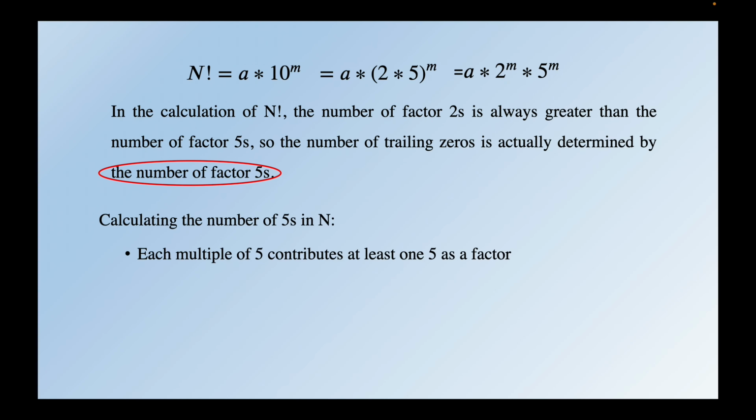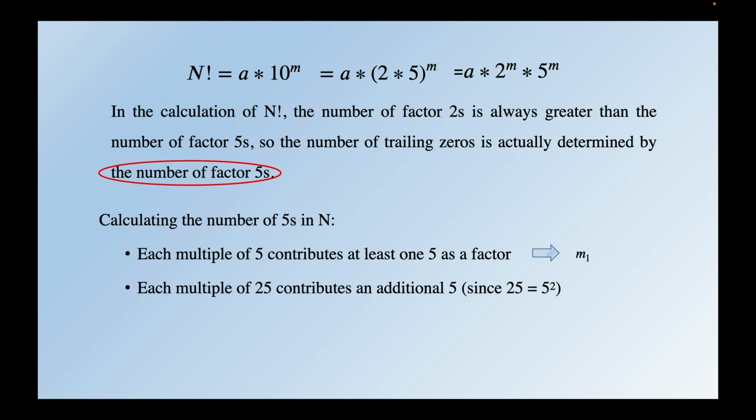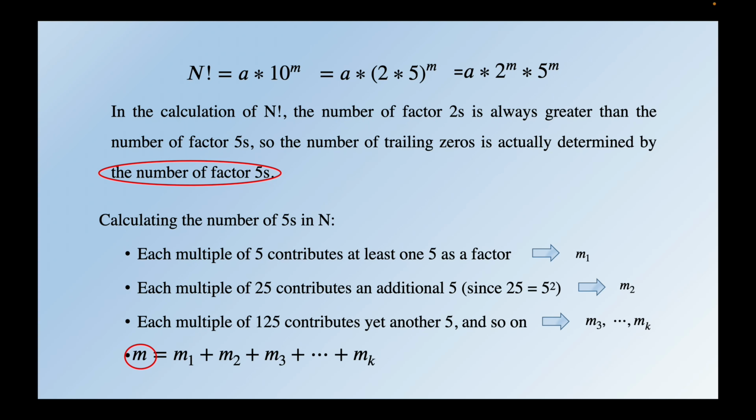So in order to calculate the number of 5s in n, first, each multiple of 5 contributes at least one 5 as a factor. Each multiple of 25 contributes an additional 5 since 25 is just 5 squared. And then each multiple of 125 contributes yet another 5, and so on. And then we just add it all at the end, and that is the result.